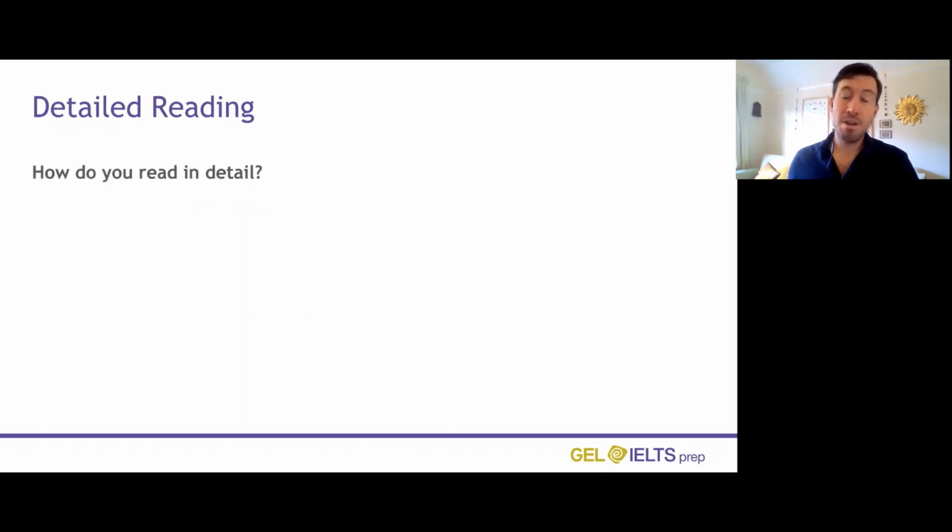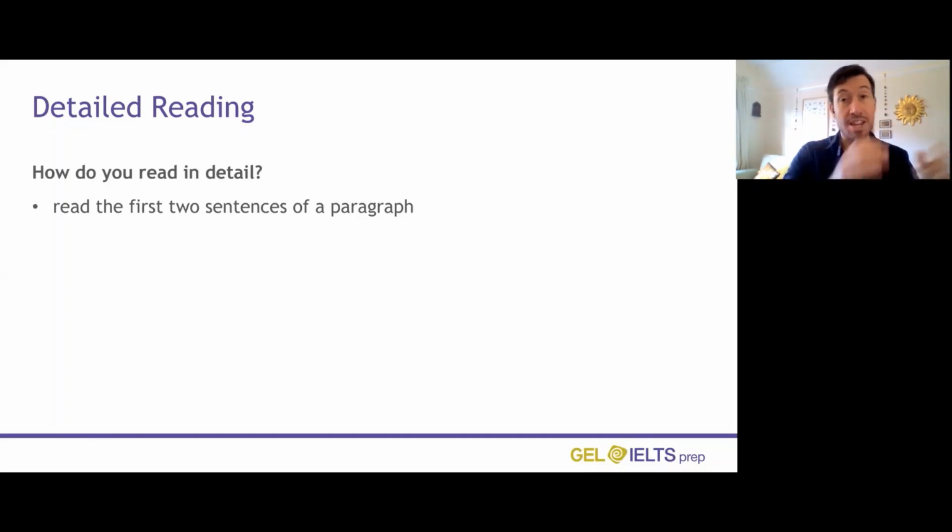So how do we do it then? Well, the first step is to read the first two sentences in a paragraph. Now, in academic reading, generally the most important information is contained in the first couple of sentences of a paragraph, the main topic. So that would be step one to this.